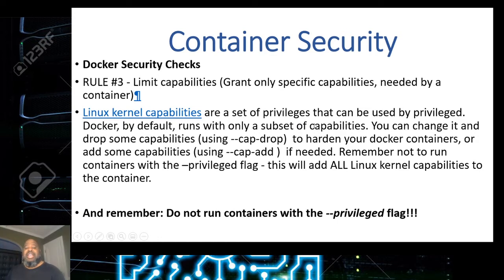Rule number 3, limit capabilities. Grant only the specific capabilities needed for the container. The Linux kernel capabilities are sets of privileges that can be used. By default, Docker runs only with a subset of the capabilities. You can change it, drop capabilities, or you can add capabilities next to it. And remember, do not run the container with the privileged flag, because that means it will run with all privileges, such as admin, on that container. So once again, you want to run least privilege on your Docker container.